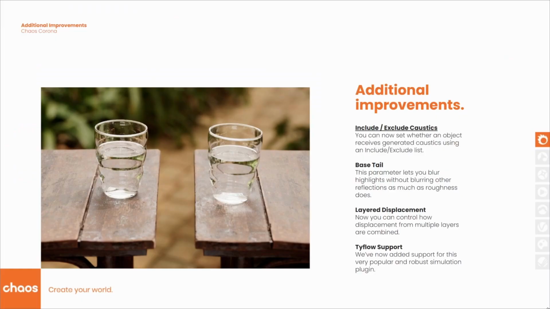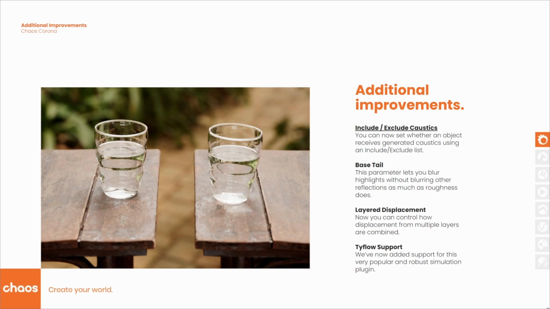Then we have a list of additional improvements here, and we're just going to go over them a little more quickly, but they are really useful. So the first thing on the list here is Include, Exclude Caustics. With this functionality, you can now set whether an object receives generated caustics. Okay, so here's an example in front of you. If you take a look at the caustics that are forming on the chairs and are coming from the glasses, you're going to see that the chair on the right is receiving caustics. The chair on the left, no caustics right there.